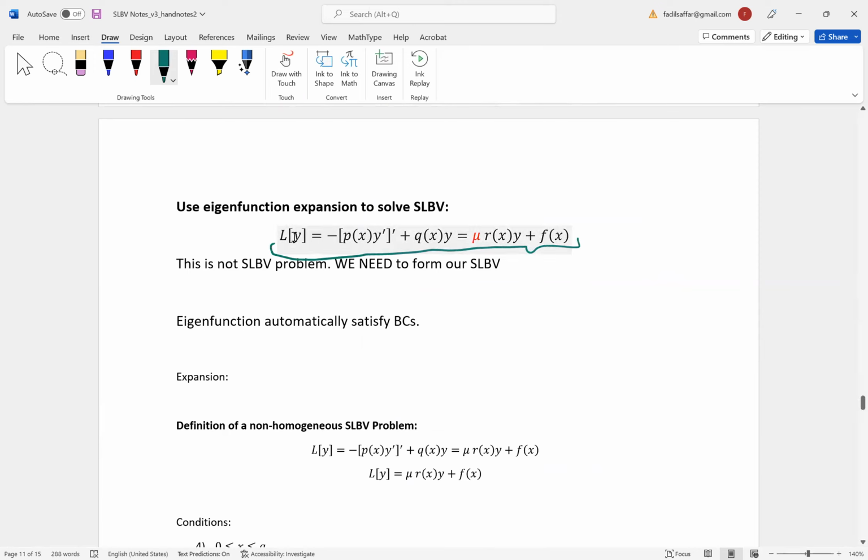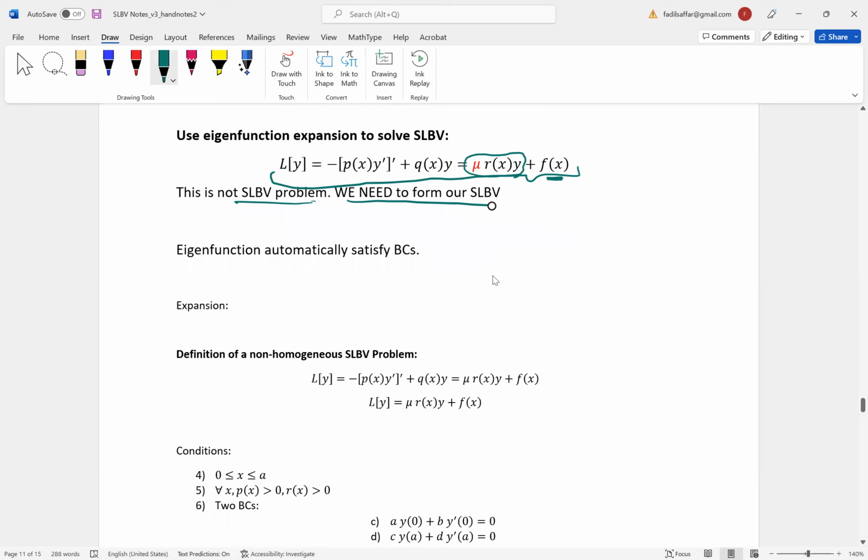We will have the linear operator of this form, which is very similar to what we did before. However, now we have a function f here, and what we have here is not lambda, but a mu, and this problem is not an SLBV problem. We need to form our SLBV problem from this, and then use eigenfunction expansion to solve it.